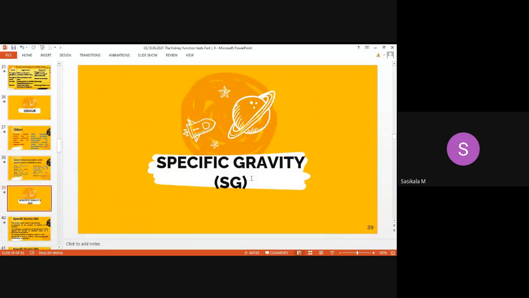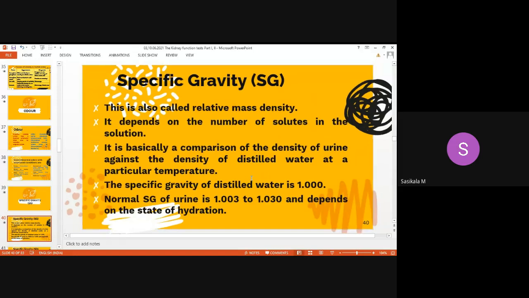Then let's see about specific gravity. It is also called relative mass density of the urine. Specific gravity, that is SG, depends on the number of solutes in the solution. Mass represents the number of solutes in the solution. Solution here represents urine, and it says how many solutes are present in the urine. So it is relative mass density. It says the overall density of solutes present in the urine.